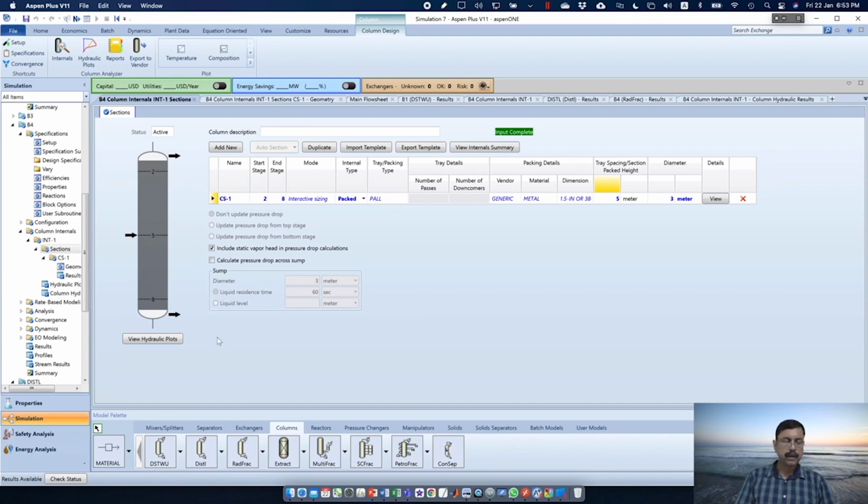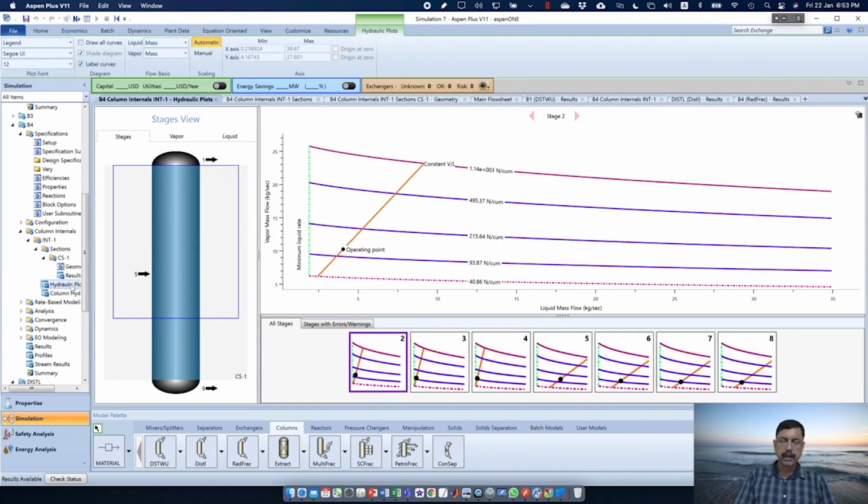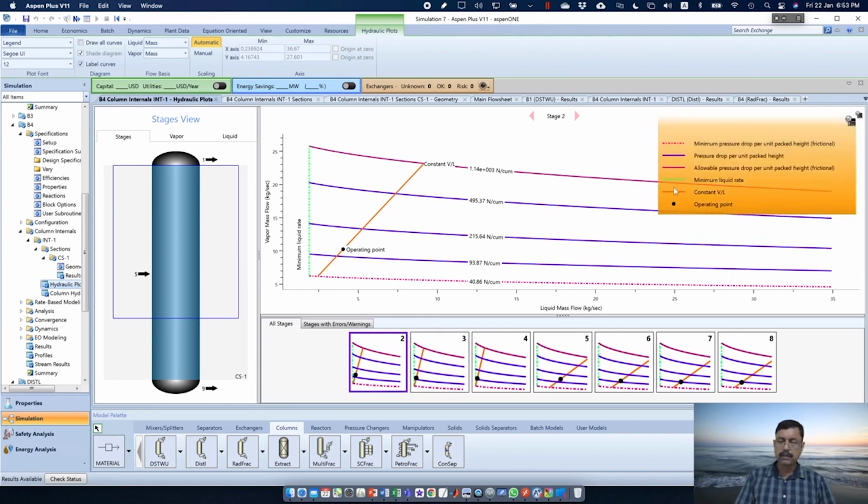Let us go back to see the hydraulic plot. Yes, so the operating point is within the limit. So this is the minimum liquid rate and this is the, so here it is minimum pressure drop per unit packed height, the dotted line. So it is way above the minimum pressure drop.